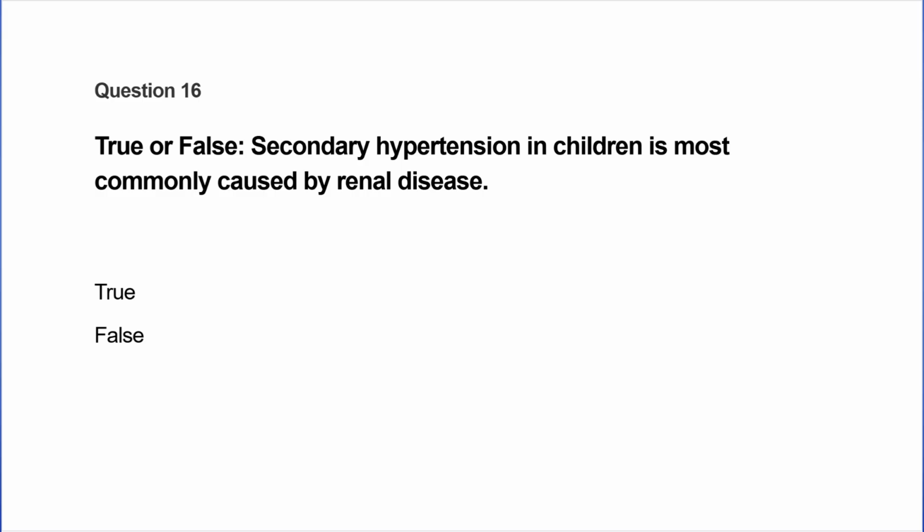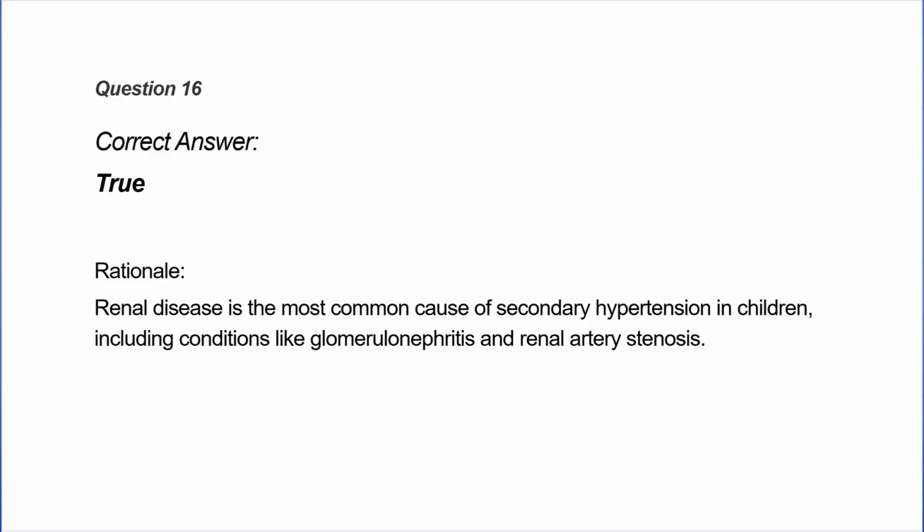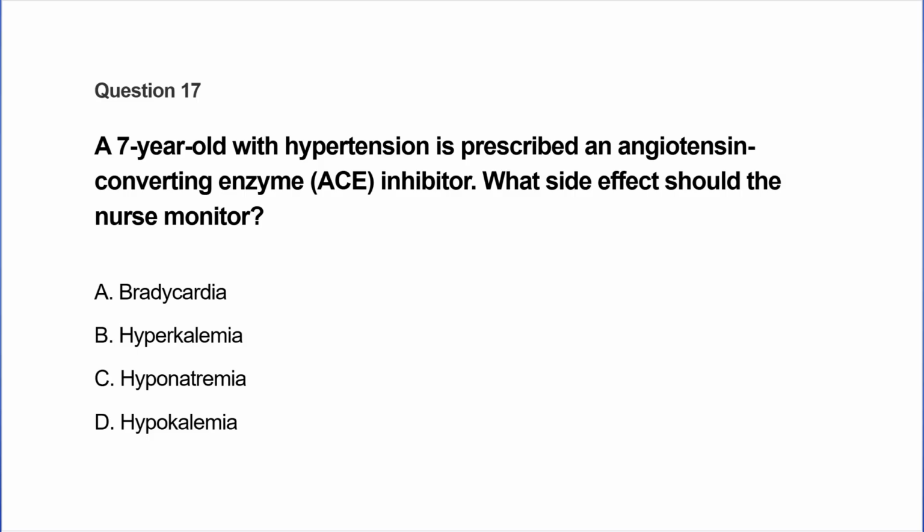Question 16. True or false? Secondary hypertension in children is most commonly caused by renal disease. Answer: true. Rationale: renal disease is the most common cause of secondary hypertension in children, including conditions like glomerulonephritis and renal artery stenosis.